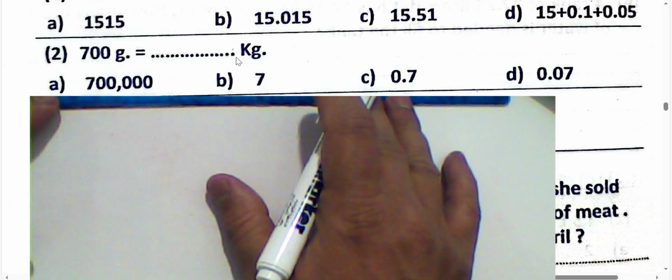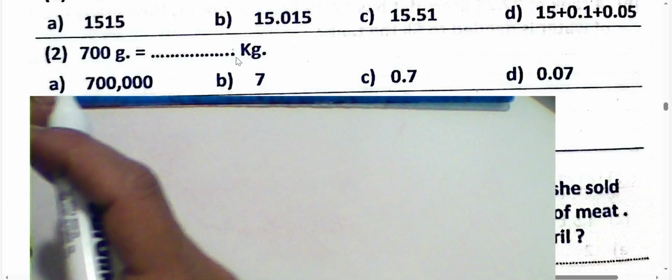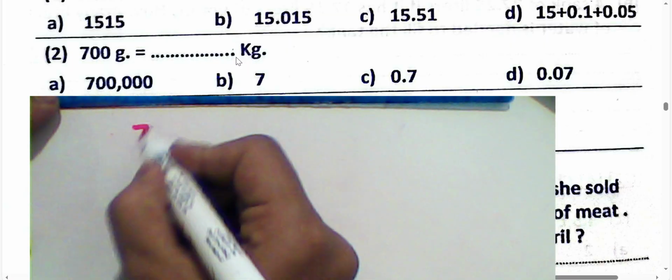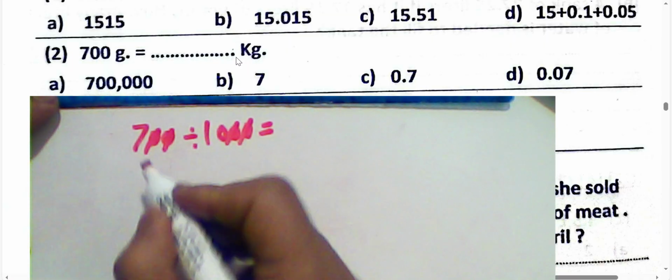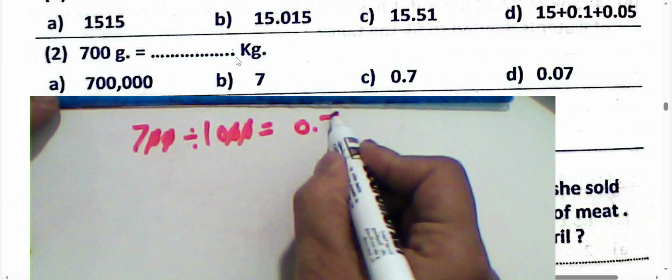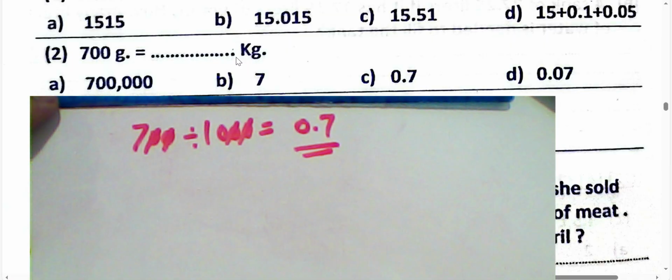Look at this question. 500 gram to kilogram, you must divide by 1000, because 1 kilogram equals 1000 grams. To convert from grams to kilograms, you divide by 1000. 700 divided by 1000. We can cancel the double 0 with the double 0. 7 divided by 10 will be 7 tenths. The answer here will be 7 tenths.